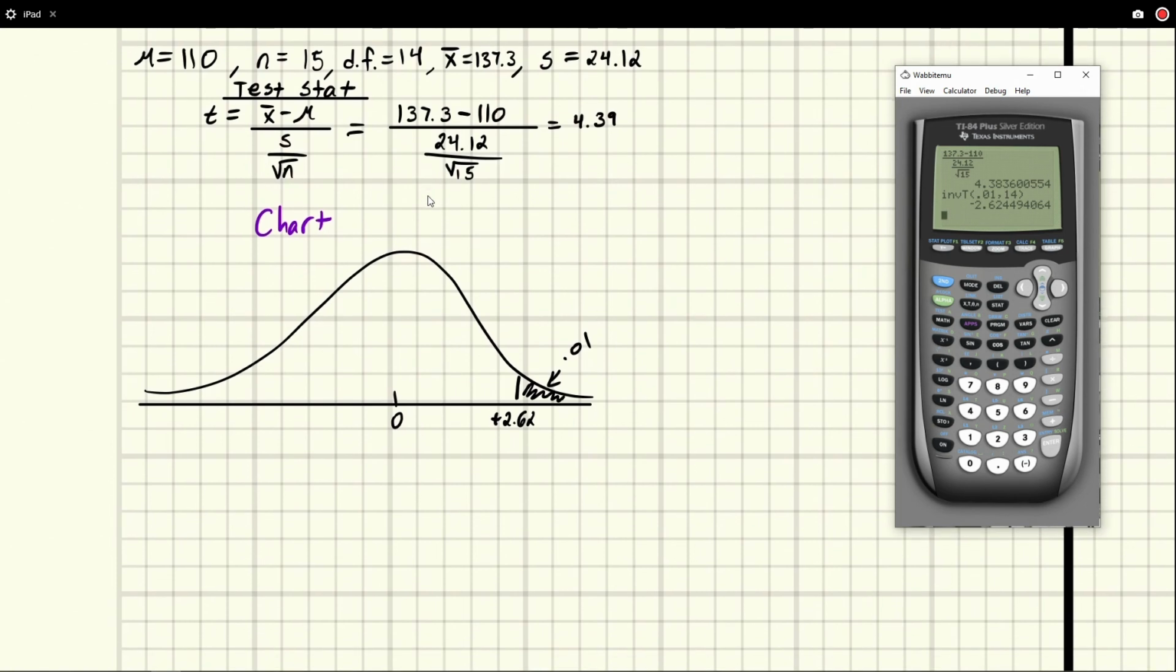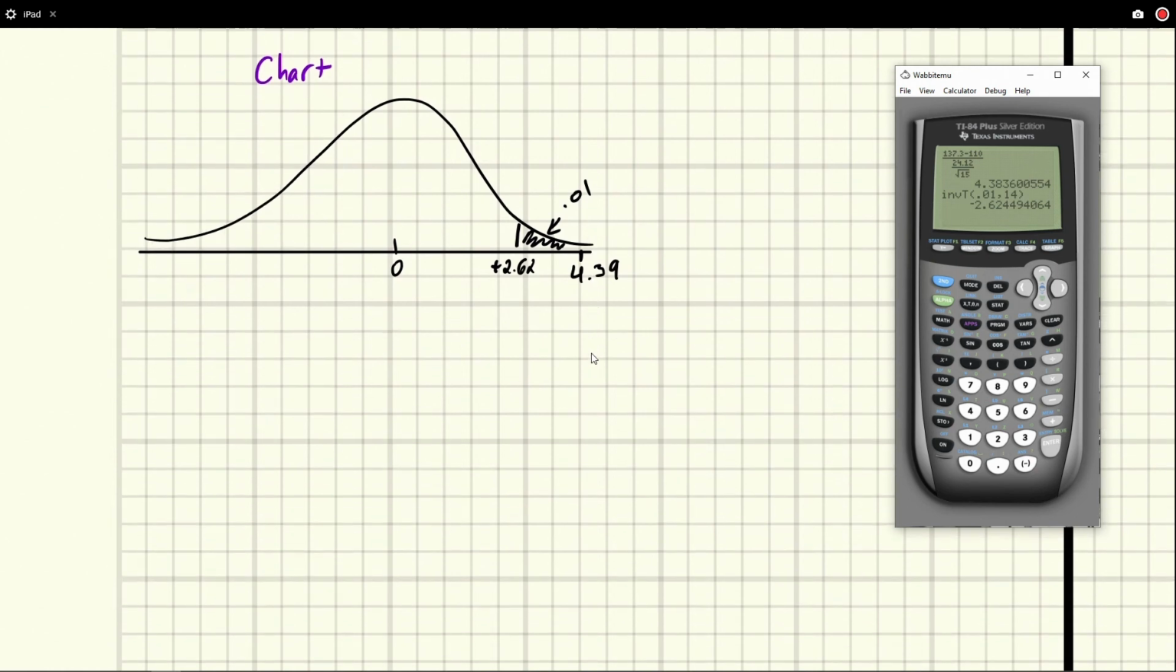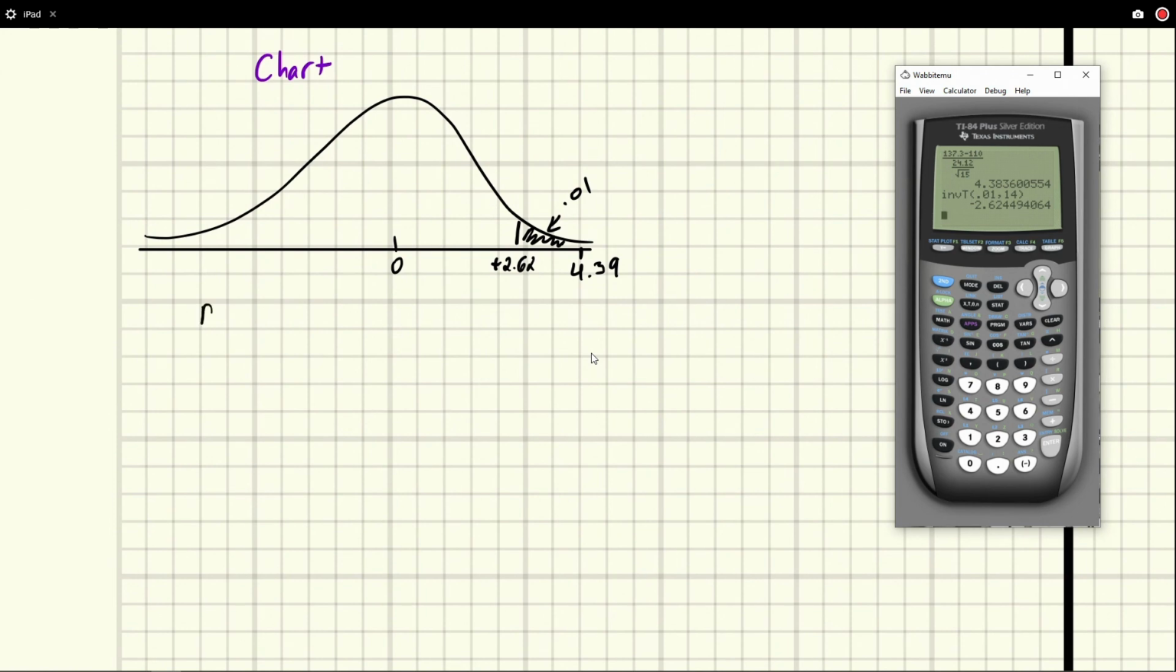Now we simply plot our test stat, which is way up here. It's 4.39. And so we say, yeah, people have higher scores than they were getting credit for. The average is higher than 110. No, we can't say that for 100% certain because we only did a sample. So we would say though that we reject the null hypothesis. And then we would say that we have evidence to support the claim. We have evidence to support. We can't say it's totally true because we didn't do like every single person.